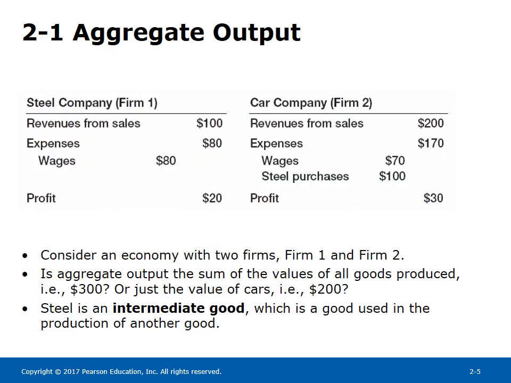Section 2-1 considers an economy with two firms: Steel Company, Firm 1, and Car Company, Firm 2. Steel Company's revenues from sales are $100 and the car company's revenues from sales are $200. Is aggregate output the sum of values of all goods produced, that is $300, or just the value of cars, that is $200? Steel is an intermediate good, which is a good used in the production of another good. We can calculate the value of aggregate output in three different ways from the information given.